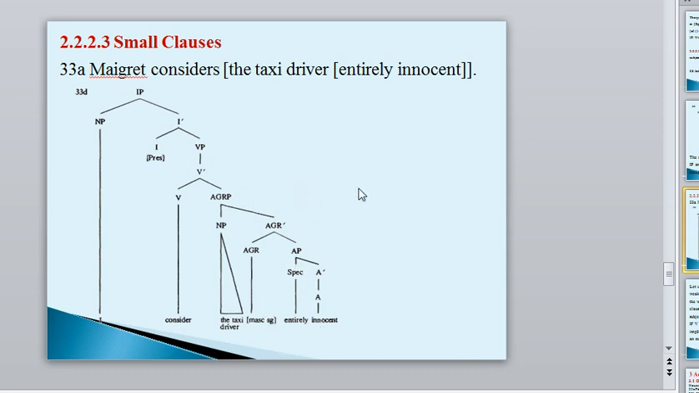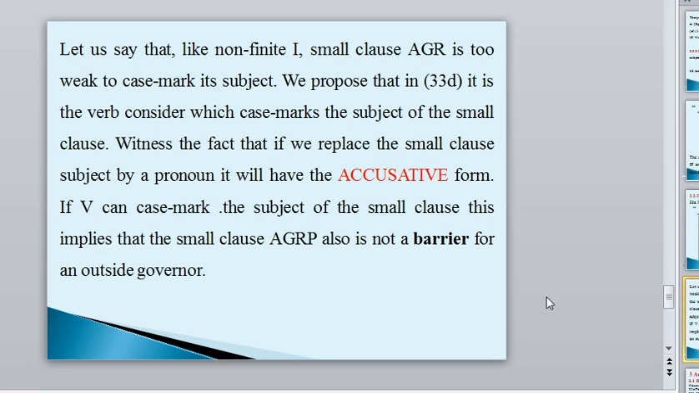Again, according to the case filter, we say that every overt NP should have a case. So what is the case of the taxi driver, the NP here as the subject of the small clause? Again, let us say that, like non-finite I, small clause agreement is too weak to case mark its subject.